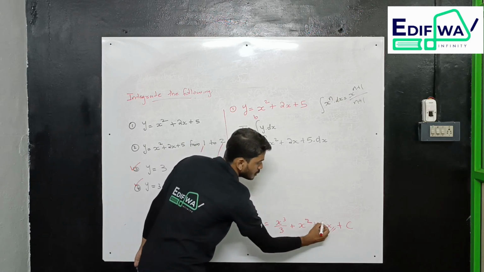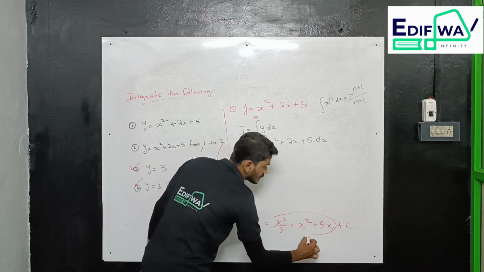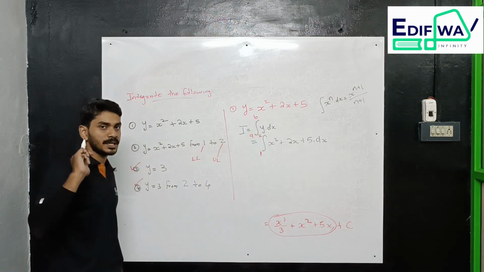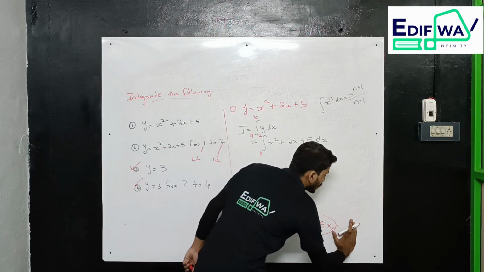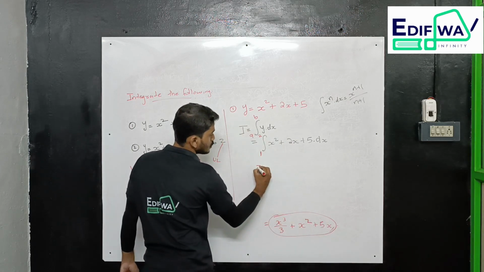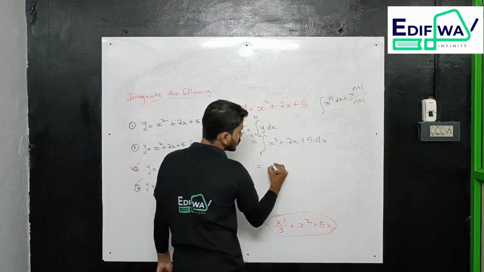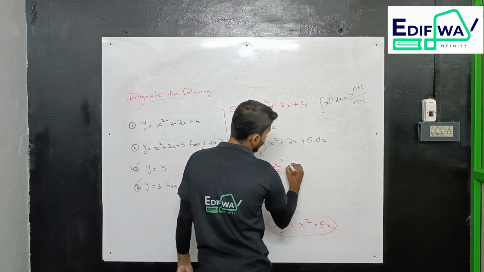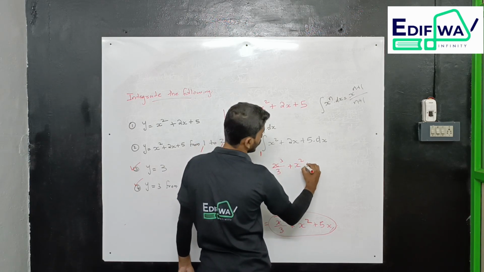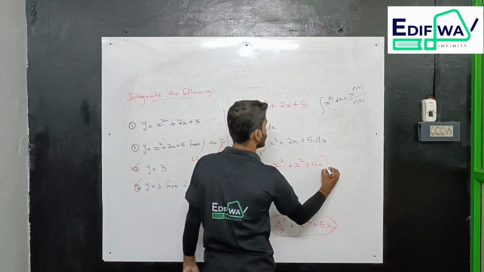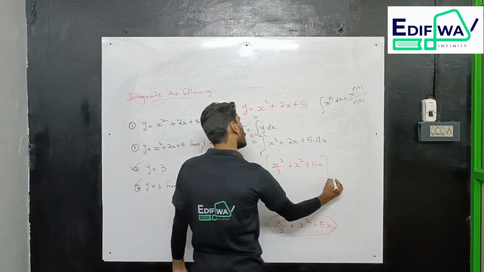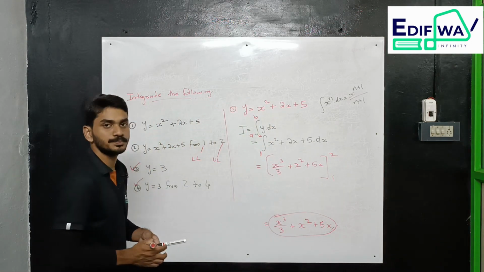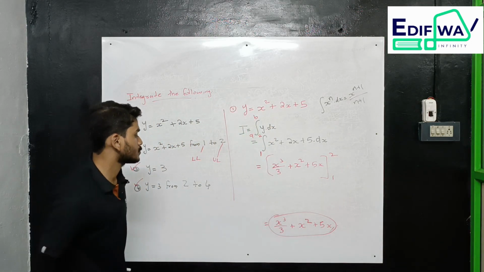What is the answer part? This was square, right? This is your answer. This plus c is the constant of integration, so you neglect that. So the answer by indefinite integration is x cube by 3 plus x square plus 5x. Put a box. Write the lower limit, write the upper limit, 1 to 2. That was the procedure, right?